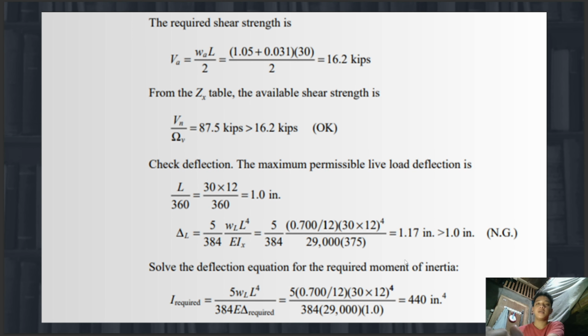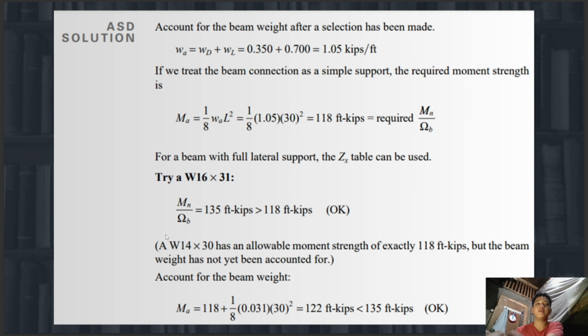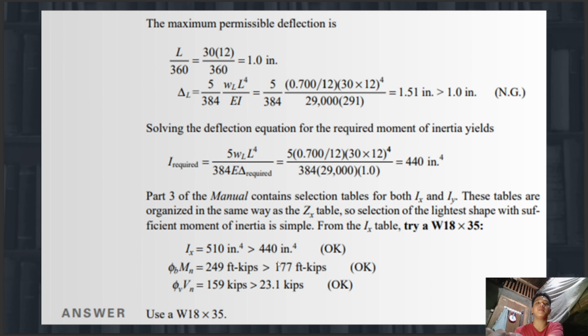So open siya naman guys mag-try og lain na shape para ma-satisfy. So dili to siya. So makita na nato nga dili siya nag-satisfy. So therefore mag-try ta og lain na shape. Then dapat mag-satisfy siya sa IX, VMN and VBN.